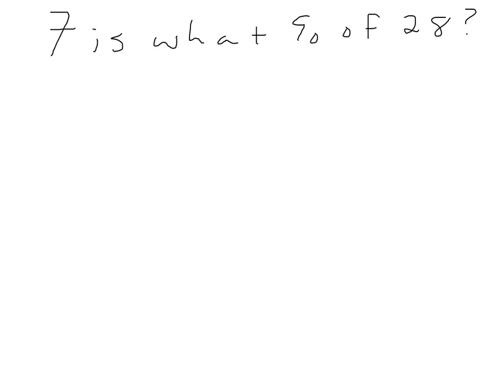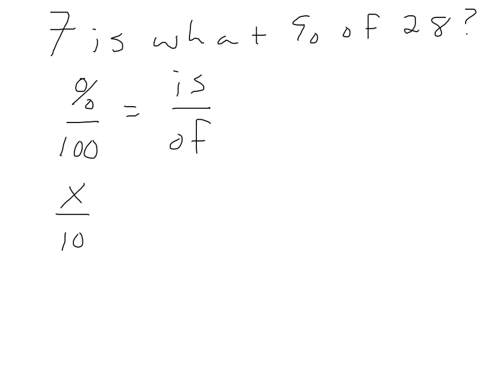Now let's try 7 is what percent of 28? So percent over 100 equals is over of. The percent here, well, that's the thing I don't know. What percent? So in place of percent, I'm going to put x. And is over of. 7 is what goes with the is, and 28 is what goes with the of. So 28x equals 700.